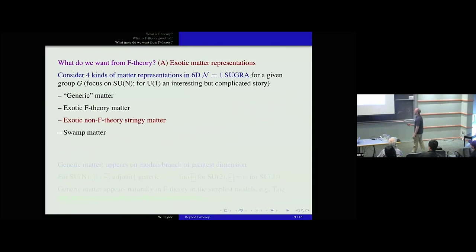This also comes back to the question of, do we get everything out of this? I'm going to consider 4 kinds of matter representations. First, I'll mention again this generic matter, the simplest kind of thing. Then I'll talk about exotic matter in F-theory, and then I'll talk about exotic matter which seems to be possible in string theory that F-theory doesn't know about, which is an example of something which we just don't know how to see in F-theory. And then there's what I would call swamp matter, which is stuff which is not in one of those 3 categories.